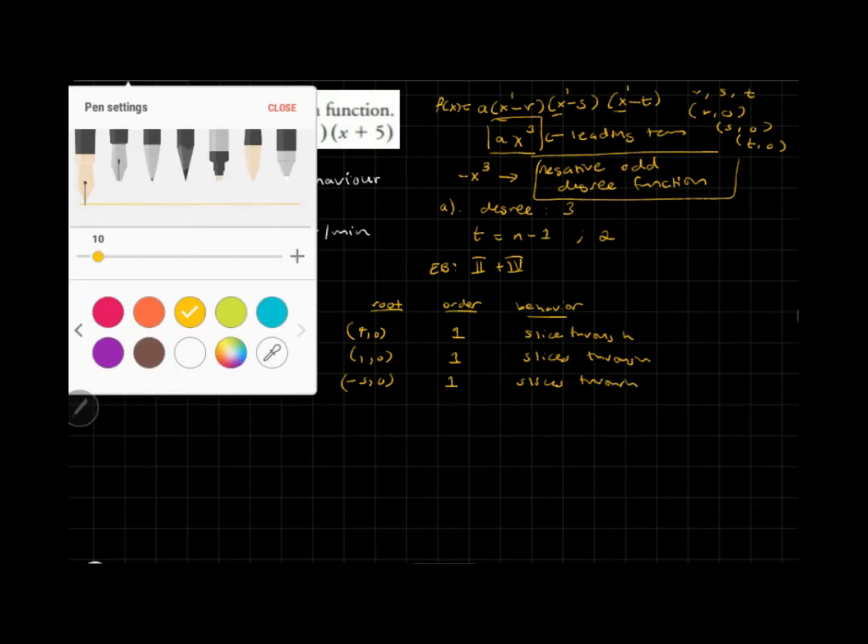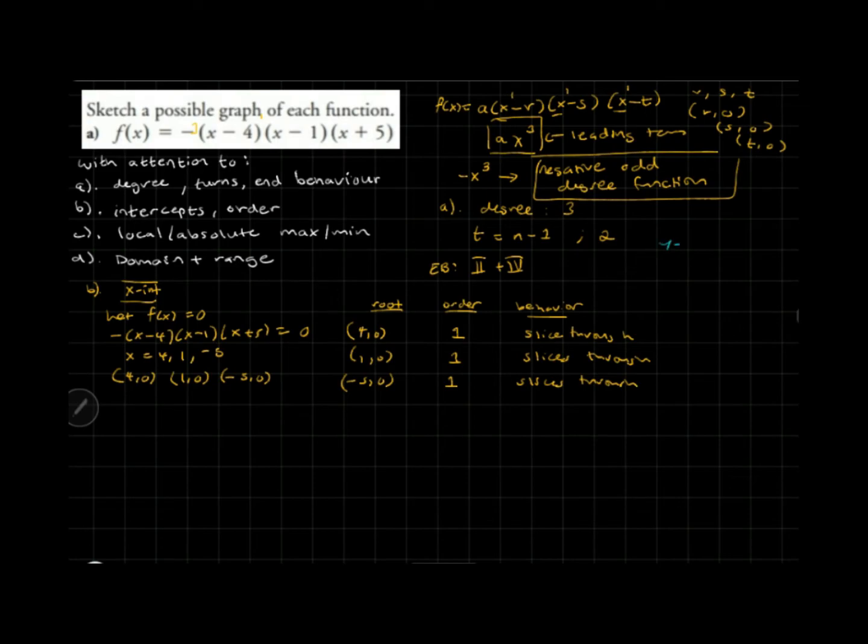And you also want to look at your y-intercept. I'll do it out here. The y-intercept is where the graph hits the y-axis. You need to let x equal 0, right? Because we know that the y-axis occurs when x is equal to 0. So we're doing f of 0 is equal to negative 0 minus 4 times 0 minus 1 times 0 plus 5, which is negative 4 times negative 1 times 5. And this is going to give us negative 20. So 0 and negative 20 is our y-intercept.